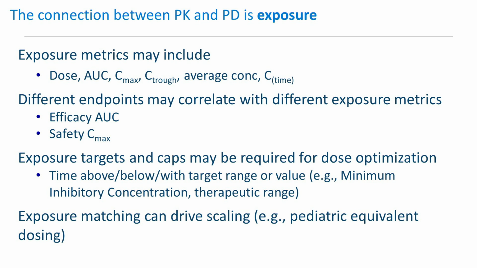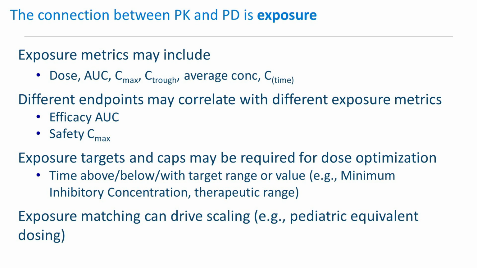You want to stay, of course, below your exposure cap where you've seen some AEs in our preclinical studies. And you also want to stay within a therapeutic range or above a certain target range, or sometimes below it, depending on what your endpoint is. So for example, the minimum inhibitory concentration is something that's used very often in ID, infectious disease, where you want to be above that minimum inhibitory concentration for a certain amount of time.